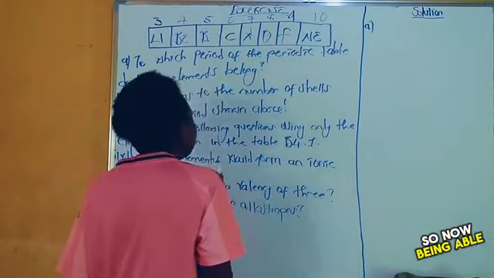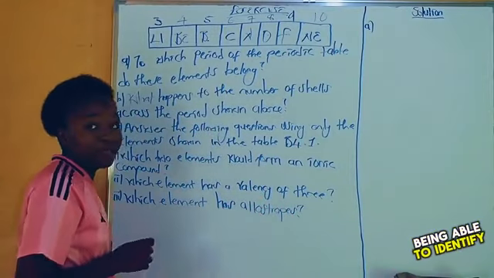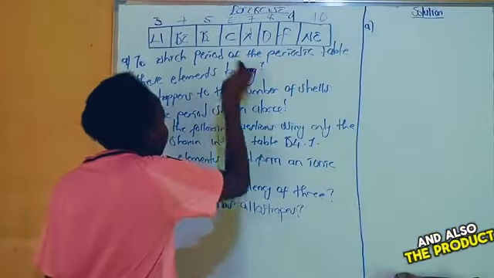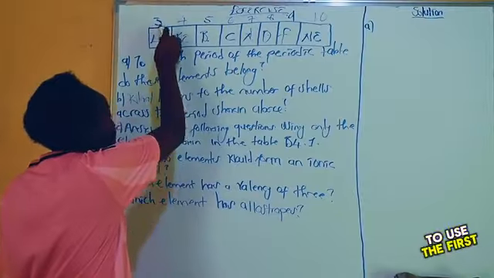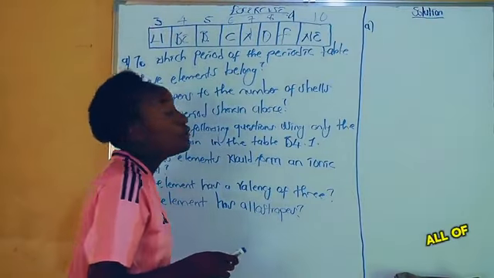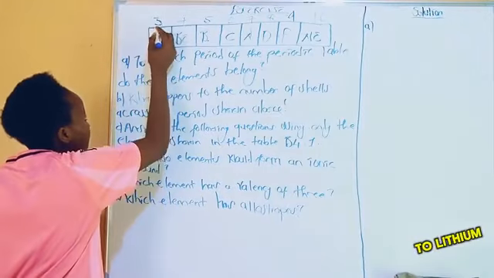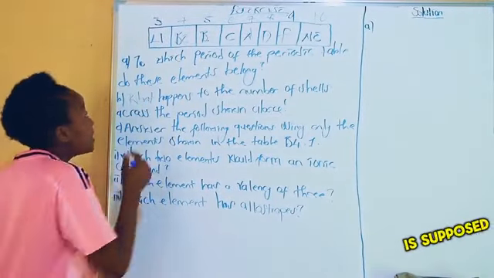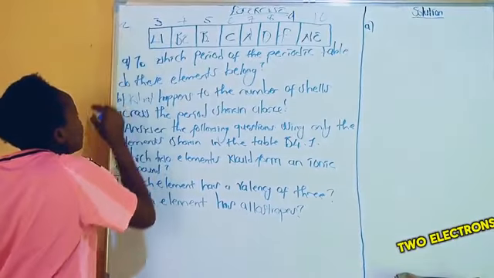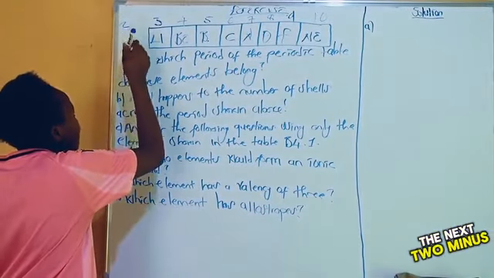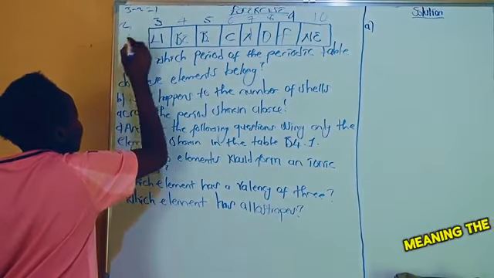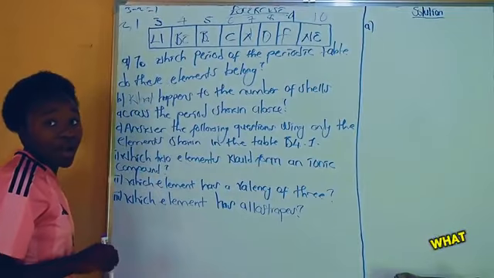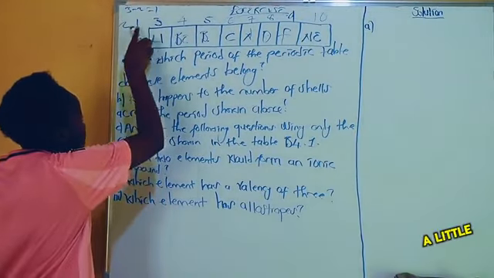Okay, so now being able to identify each one by name and also the proton number, let's find out which period. We're just going to use the first one, which should help us know all of them. So we come to lithium. This is the proton number. The first shell is supposed to have 2 electrons. The next, 3 minus 2, is going to give us 1. Meaning the second shell is going to have 1 electron.